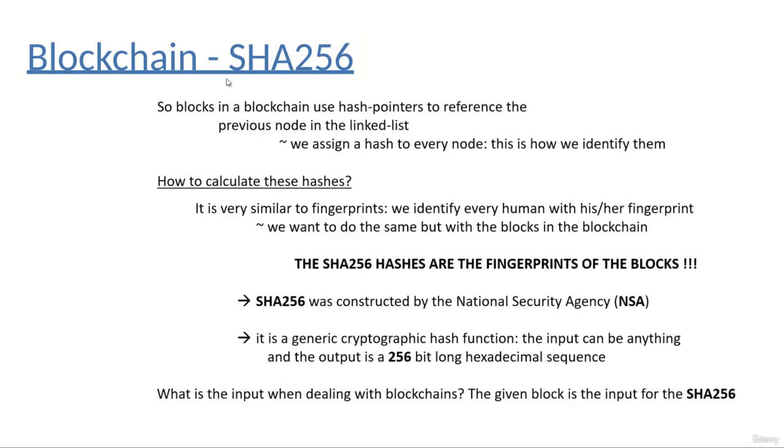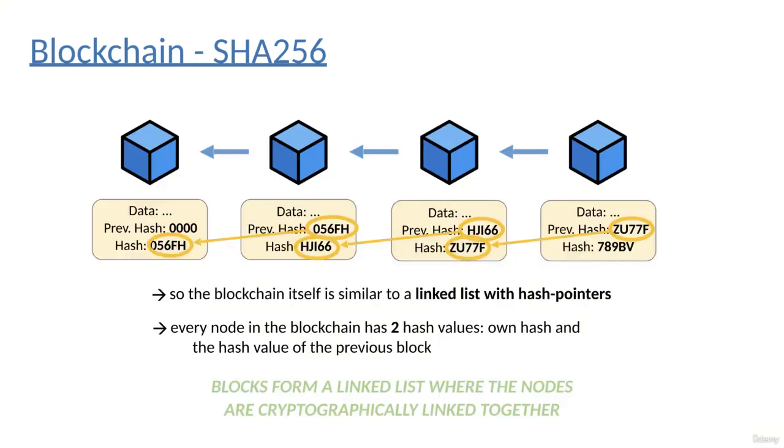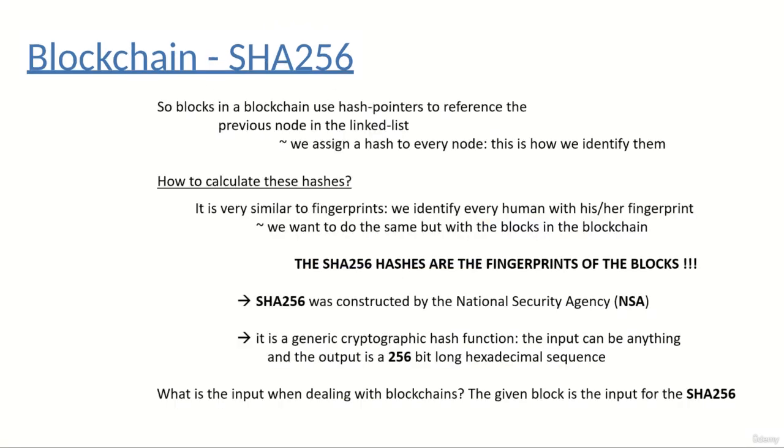In the previous lecture, we have been talking about blockchain motivation and the underlying data structure. We came to the conclusion that blocks form a linked list where the nodes are cryptographically linked together, and this is called the blockchain. In this lecture, we are going to talk about the hashing algorithm.